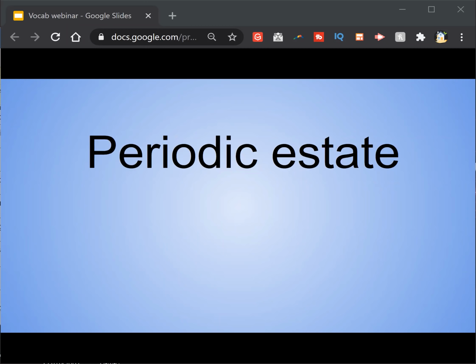Next one, periodic estate. What is a periodic estate? It's periodic, right? So this is a less than freehold estate that is said to be from period to period. The most famous of the periodic estates is a month-to-month lease. There is no end date. If there was an end date, what would it be called? It would be called an estate for years. If there's an end date, we're going to call it an estate for years. If there's no end date in sight, we refer to that as a periodic estate, okay? It goes from period to period. So it could be week to week. It could be month to month, which is the most common. It could be even from year to year.